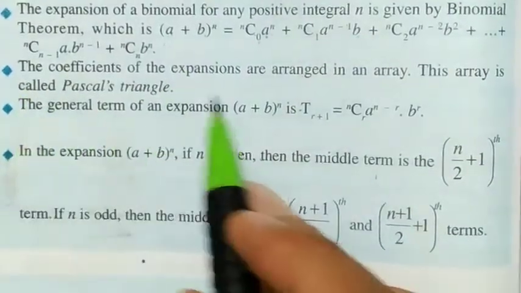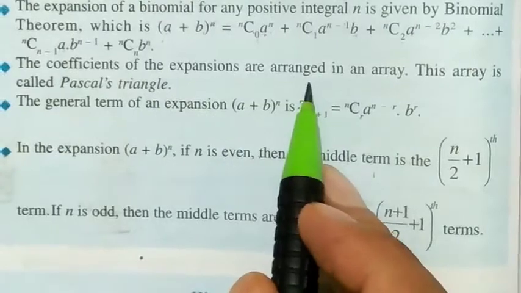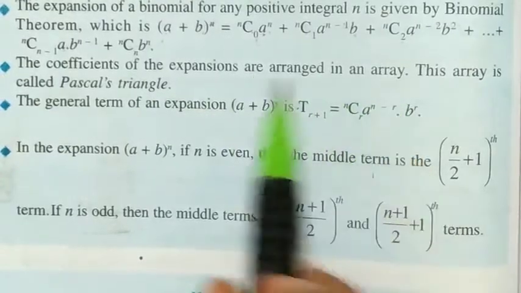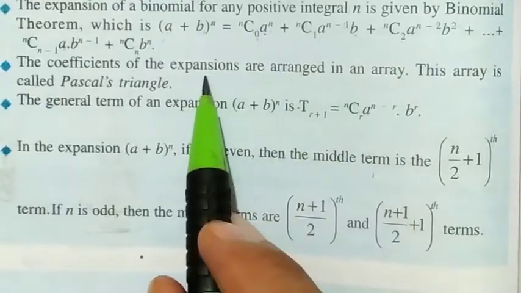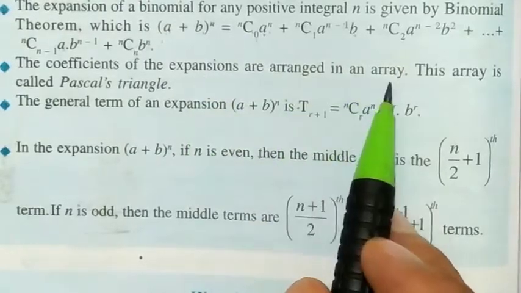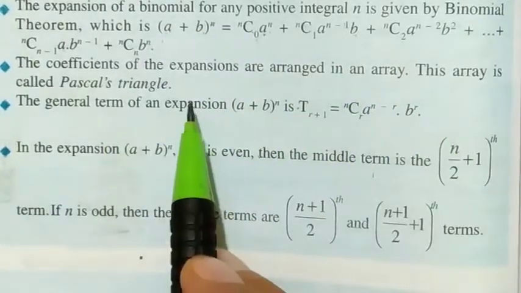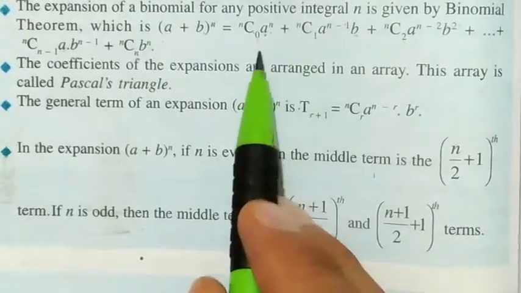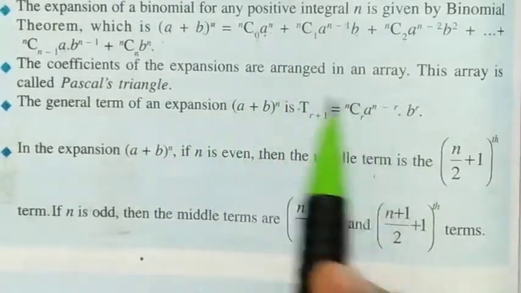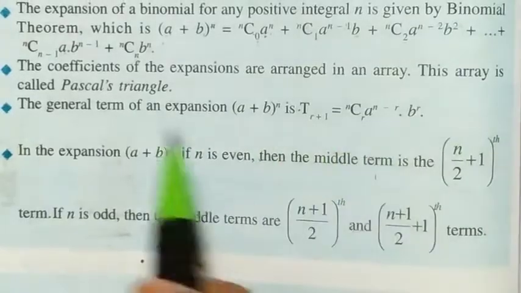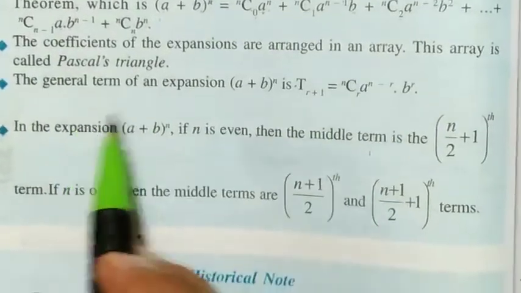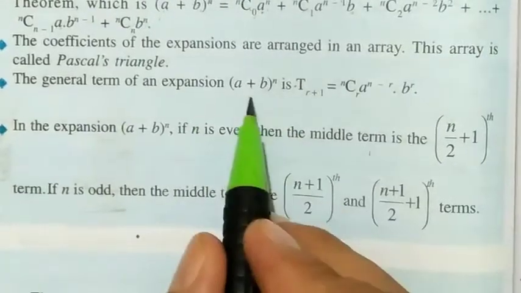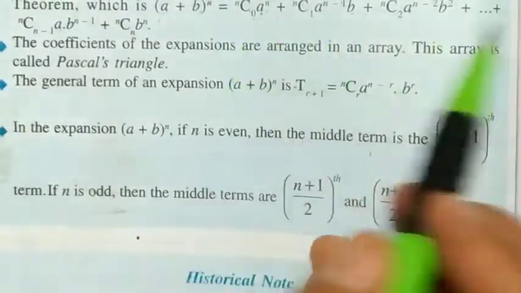Next point, the coefficients of the expansions are arranged in an array. These coefficients nC0, nC1, nC2 are arranged in an array. This array is called Pascal's triangle. You know that Pascal's triangle: 1, then 1 1, then 1 2 1, then 1 3 3 1 and so on. That is called Pascal's triangle. What is the general term of an expansion? In this case these many terms are there.